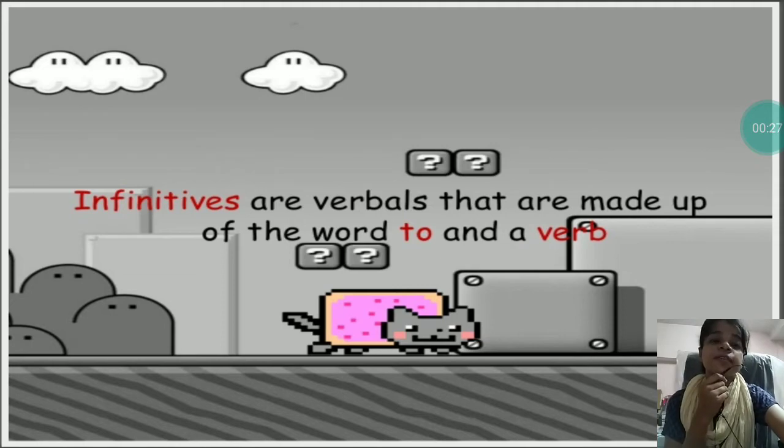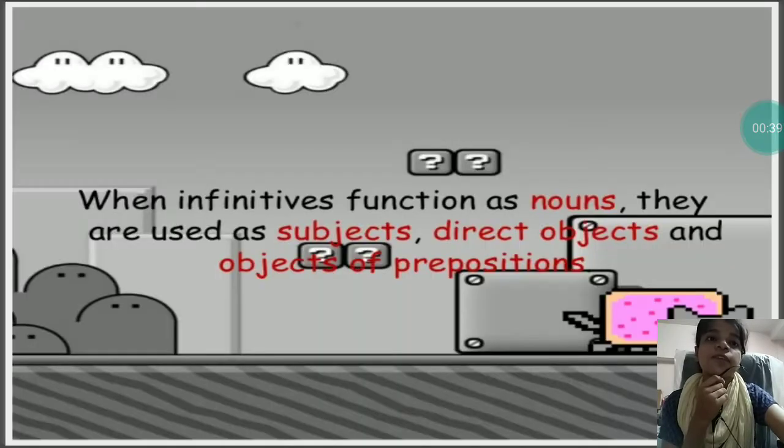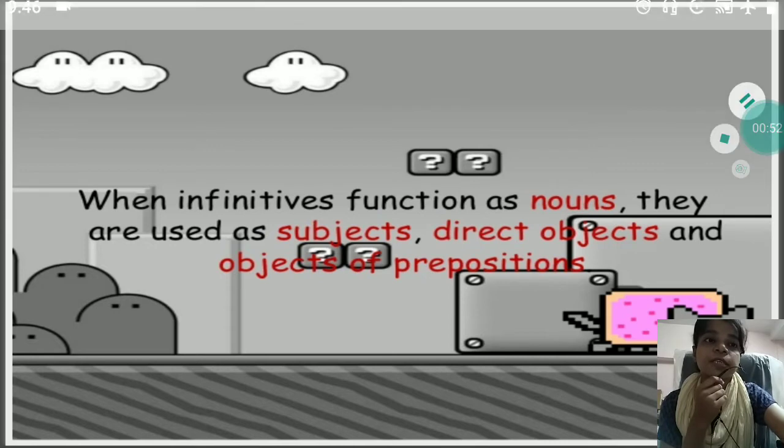Now, there are different types of functions of infinitives. Means infinitives function in three different ways. So we will learn about all the ways one by one. So the first one is as a noun. When infinitives function as nouns, they are used as subject, direct object, or object of preposition.